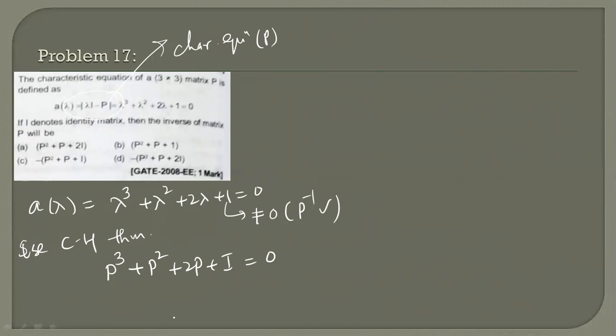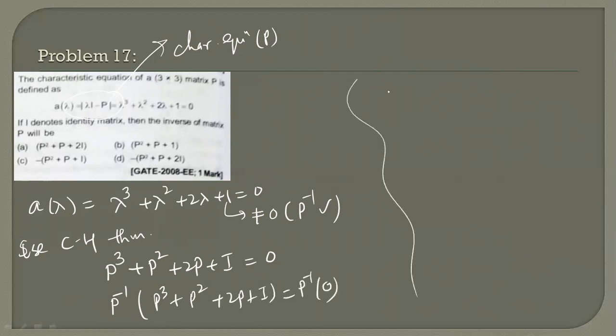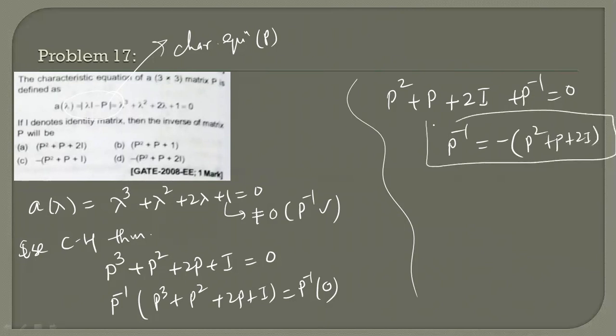You can see my lecture 12 for this article. Now pre-multiply with P inverse on both sides, then P square plus P plus 2 identity plus P inverse equal to P inverse into null. You will get P square plus P plus 2 identity plus P inverse equal to 0. Then P inverse equal to minus (P square plus P plus 2I). This will be the P inverse. So you can see option D is correct for this question.